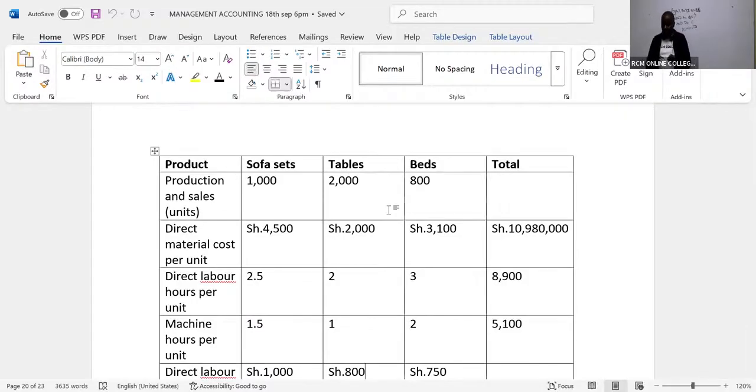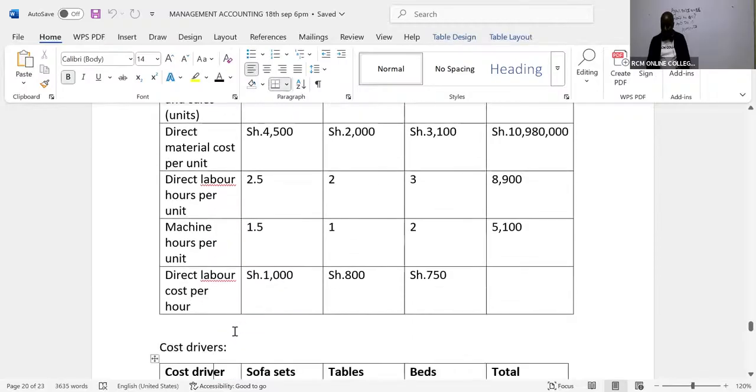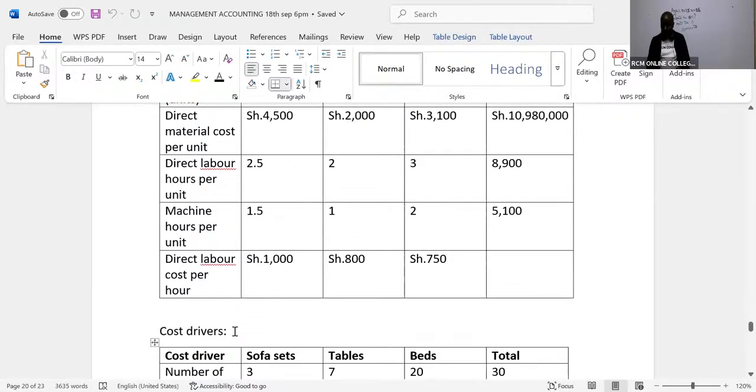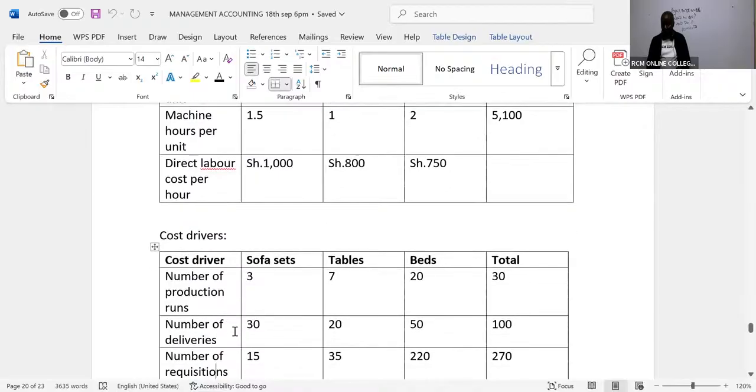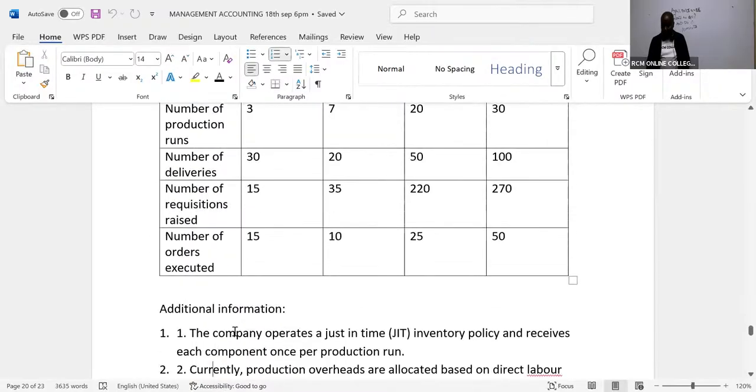So I can see production and sales. Sofa set, I'm planning to sell 1,000, tables 2,000, beds 800. Then they've given me direct material costs. I have direct labor hours per unit. I have machine hours per unit. I have direct labor cost per unit. Then they have given me cost drivers, nice things there.